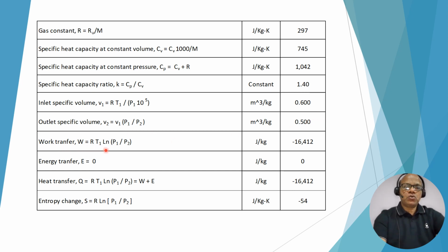Work transfer for the closed system is minus 16412. Internal energy change is 0, so Q is equal to minus 16412. Entropy change is minus 54.